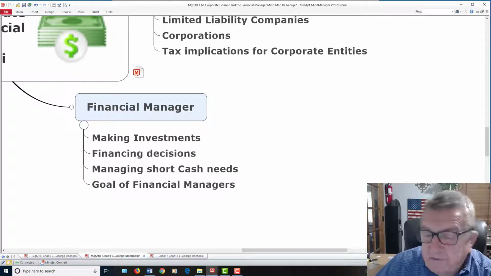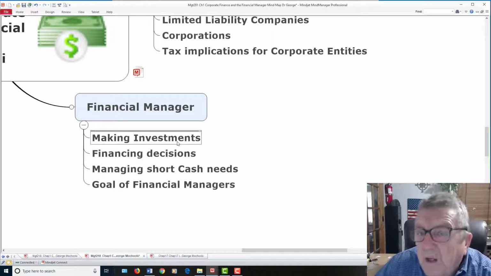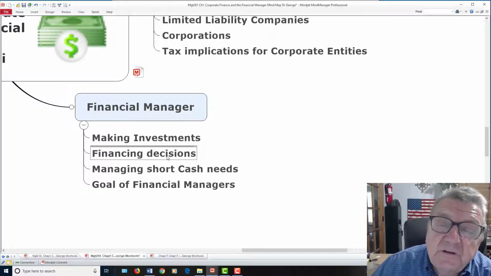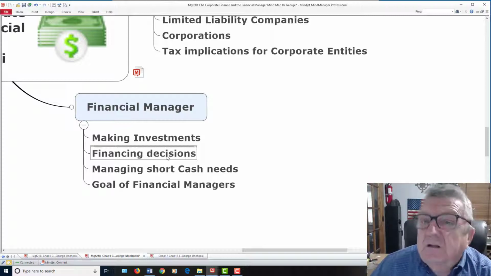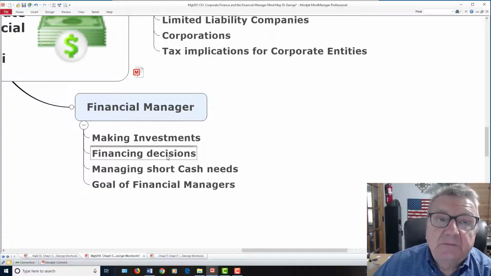So, financial manager. Let's see what we have there. Making investments. How do I invest that money in the future? Making decisions. Do I buy? Do I sell? Do I expand? Do I close down a plant or close down an operation because it's not profitable? Do I change my product line? Do I change my customers? Do I focus my niche on that?